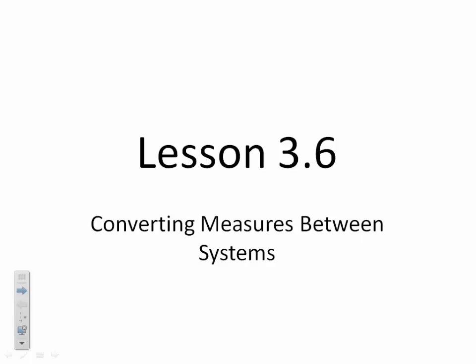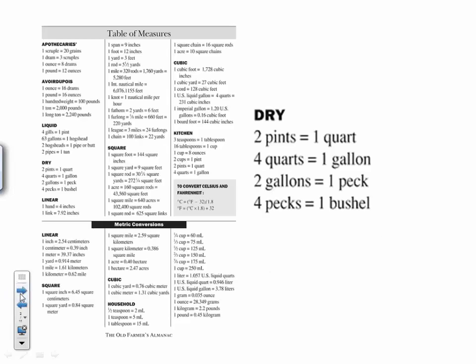Hi guys, this is lesson 3.6, converting measures between systems. Systems are two different ways you can measure things. Our US customary system uses inches, feet, and items such as that, whereas the metric system, which most of the world uses, has meters, liters, and grams. We have to be able to convert back and forth since we use both ways.